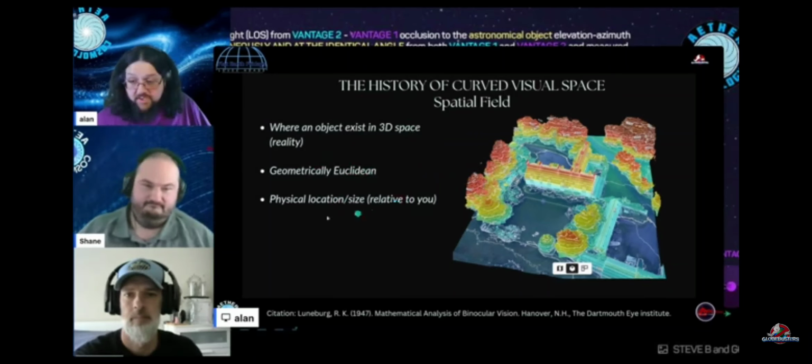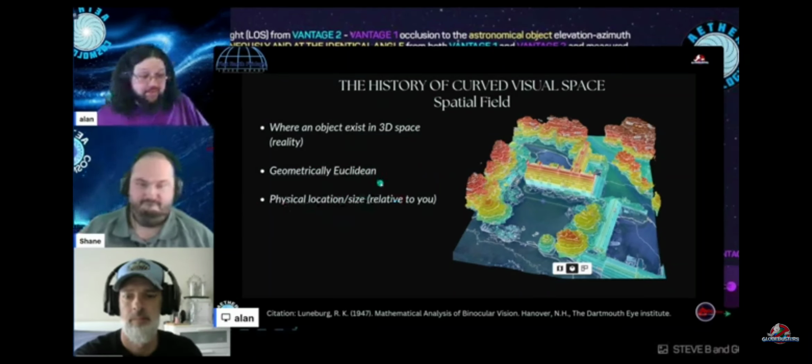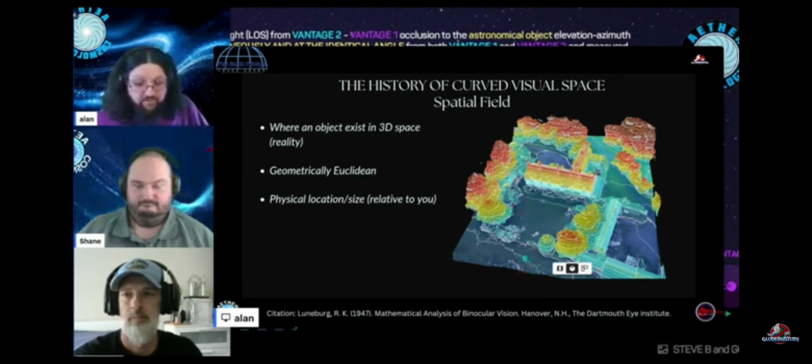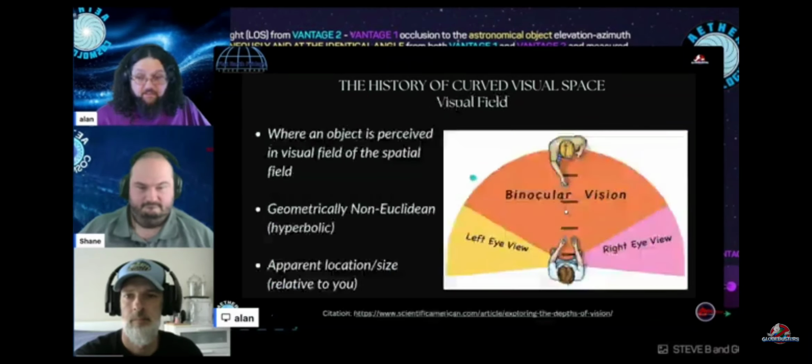But anyway, to continue on here, physical size and location relative to you. So if you were to map this out, all of this would be relative to some position here. You would be able to draw the actual three-dimensional relationship where these exist in three-dimensional reality.